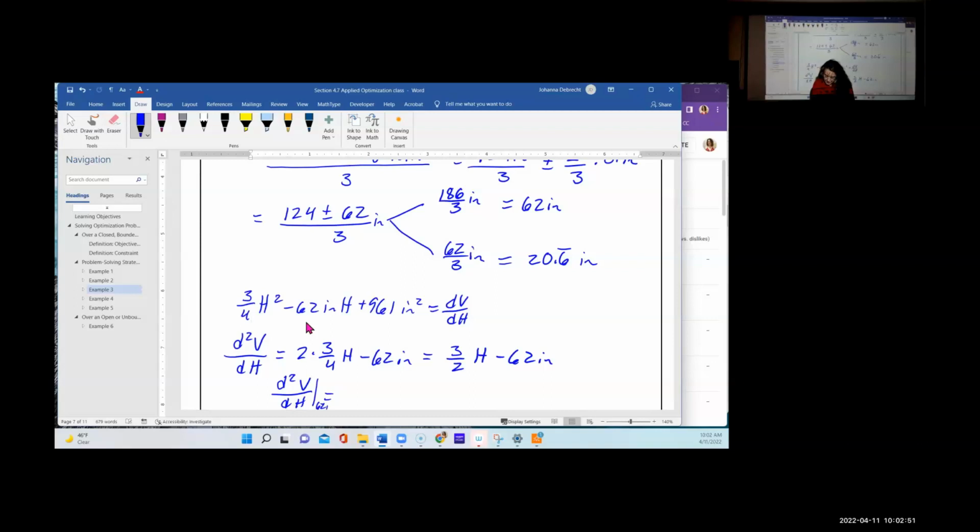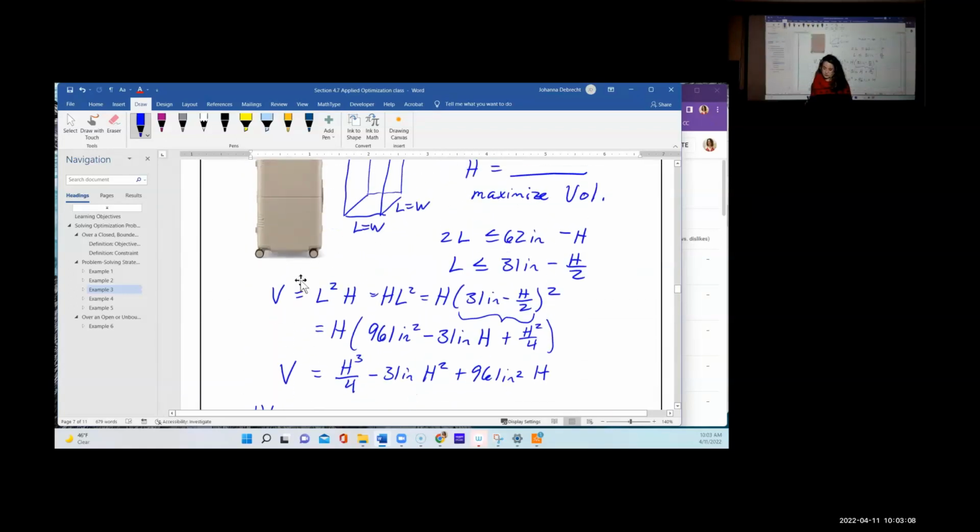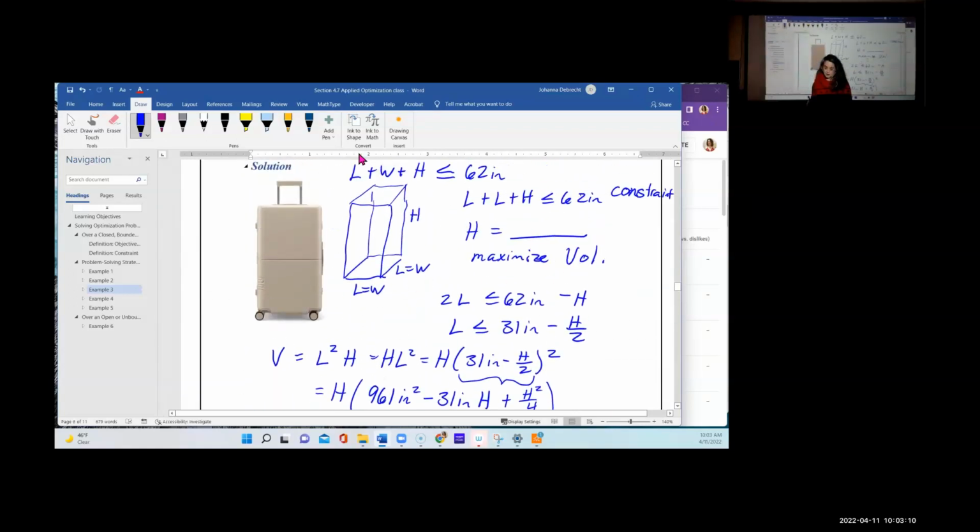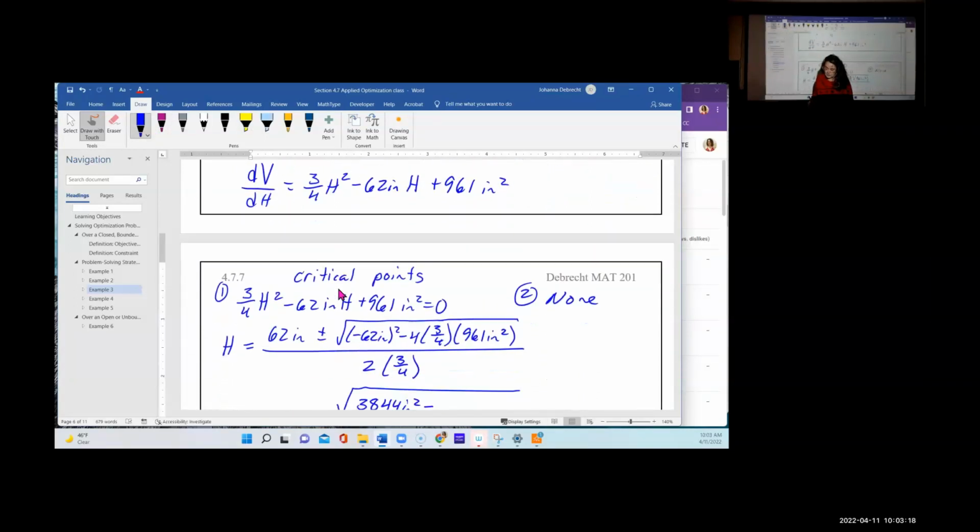So at 62 inches gives me 3/2 of 62 inches minus 62 inches, which is positive. So it's concave up. So it's a relative minimum, which is not what I'm looking for. I'm trying to maximize volume, right? So I'm trying to maximize the volume. So that's my objective function.